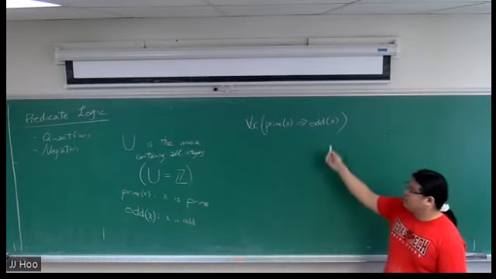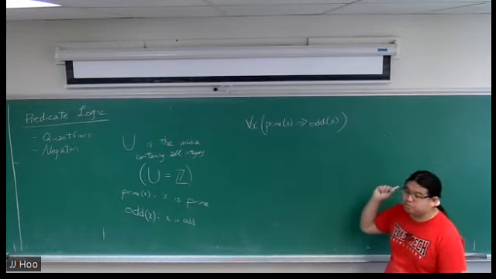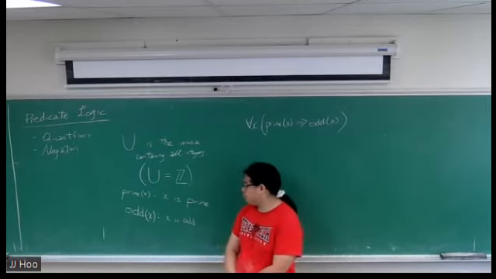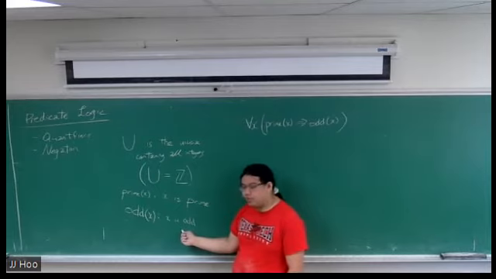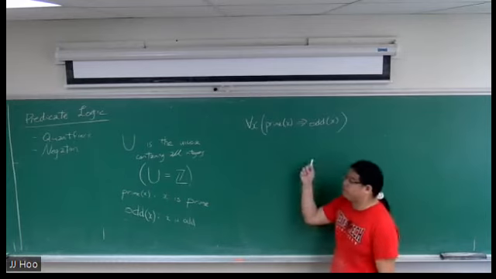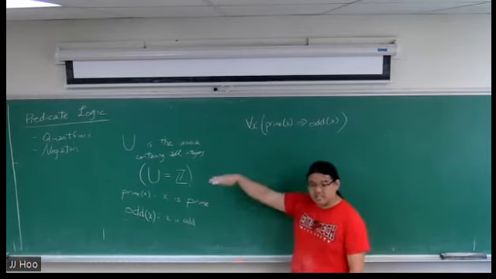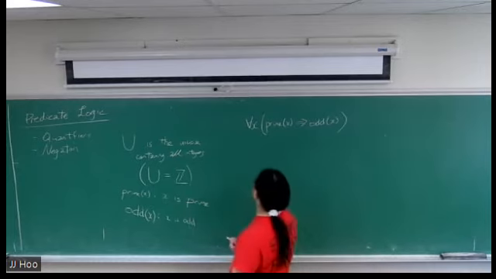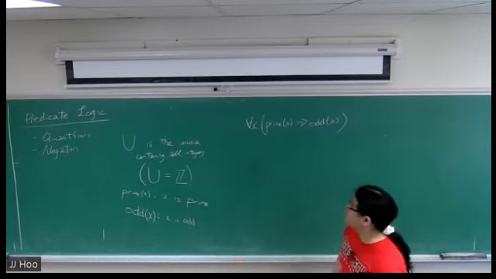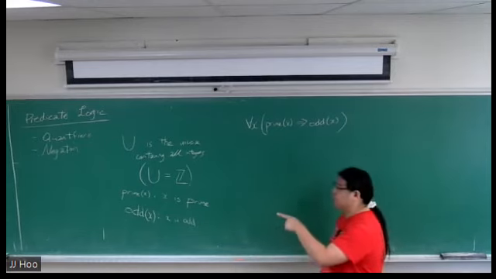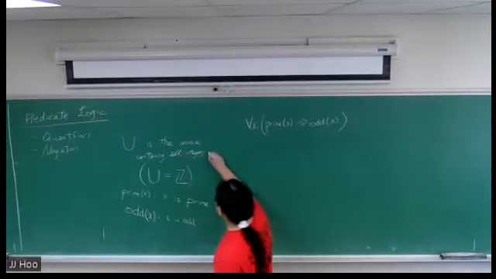So this statement is not true, because 2 is a prime number, but 2 is not odd. So we found a prime number that is not odd. In other words, if you think about our truth table, we found a case where we're living in that second row where the hypothesis is true and the conclusion is false. So this statement is false. But it's false in this universe. What if I change the universe?